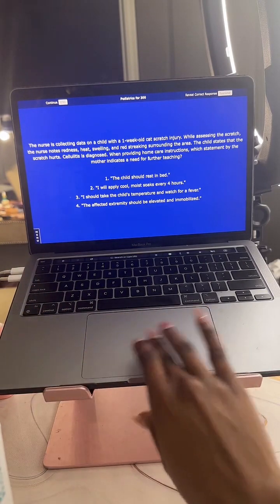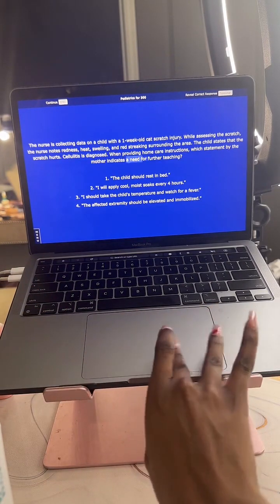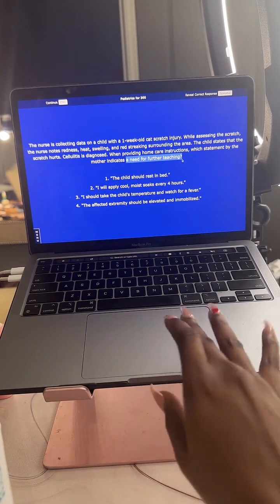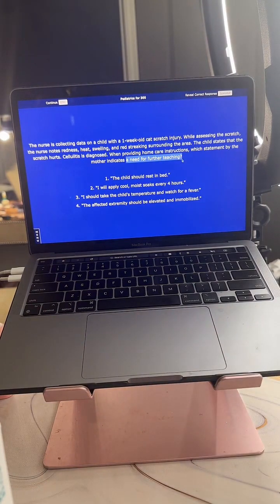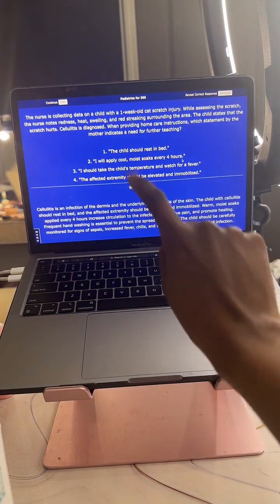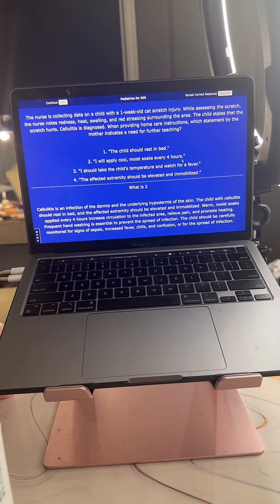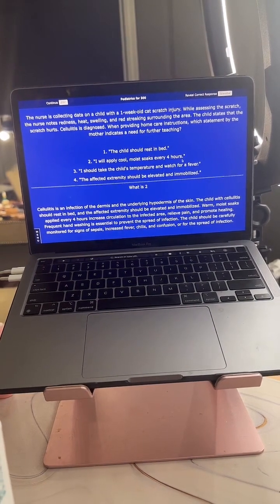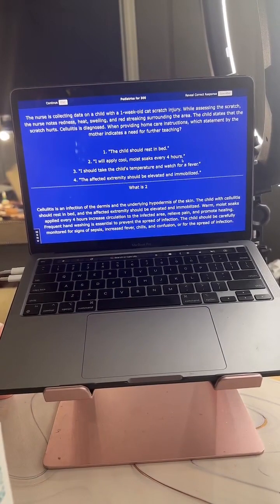All right, please remember that this says, which statement by the mother indicates a need for further teaching? If you're looking for a statement that indicates a need for further teaching, you're looking for the incorrect statement. So let's see what our answer is. The answer is what is 2. I will apply cool, moist soaks every 4 hours. That is a statement that lets you know the mother needs further teaching. That's an incorrect statement. Let me see who got what is 2 first.